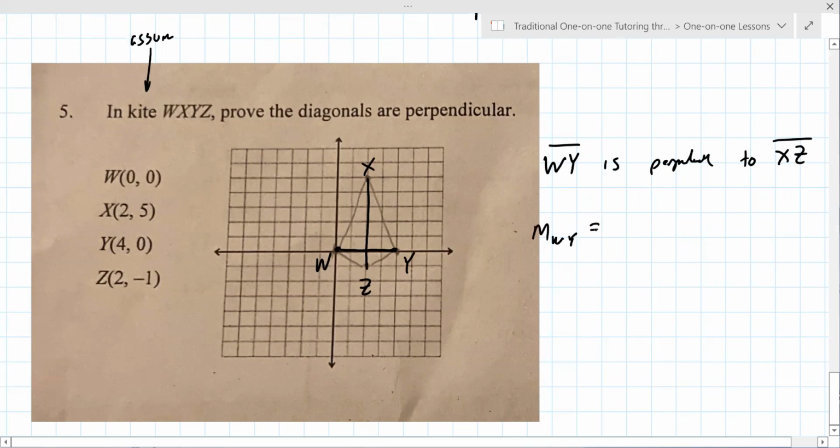Now you've got to be careful here. It is rise over run. How much does it rise? How much does it go up from W to Y? It goes up 4. Nope, W to Y, it runs 4, sorry, my bad. Yeah, it just goes over 4.